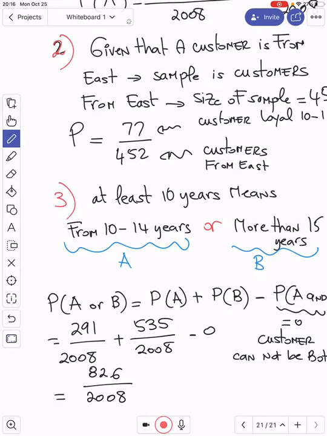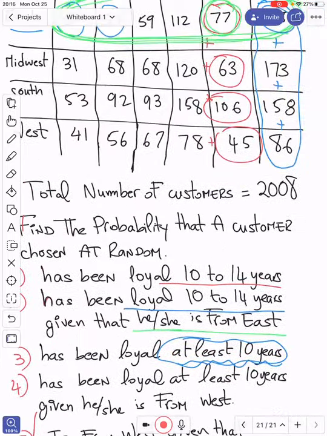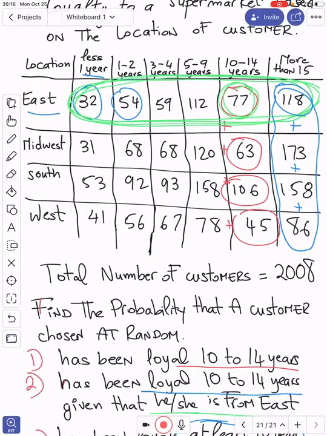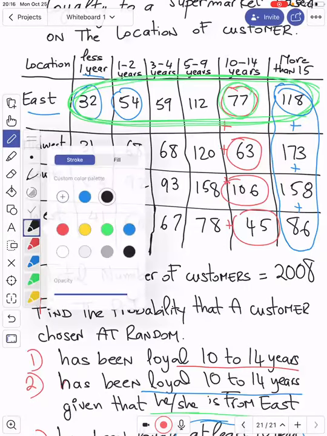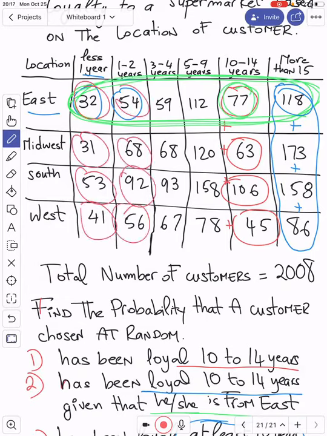Wait, professor, I'm sorry. When did you have 2008? Why the 2008? Oh, the 2008. No, this is the total number of customers. So if you take the sum of all the numbers here in the table, all these numbers, the total will be the 2008. That's the total number of customers.